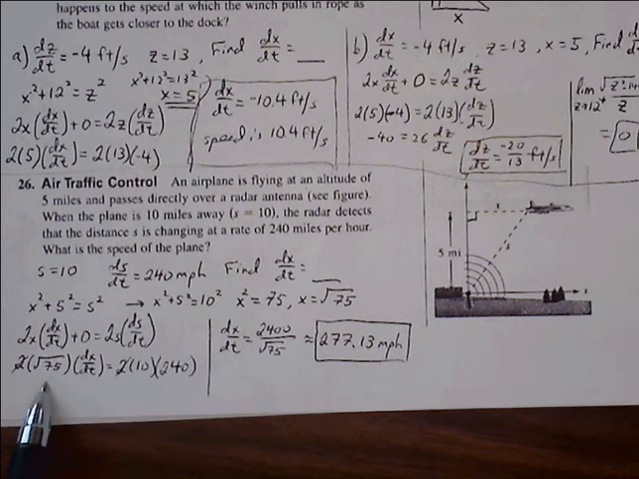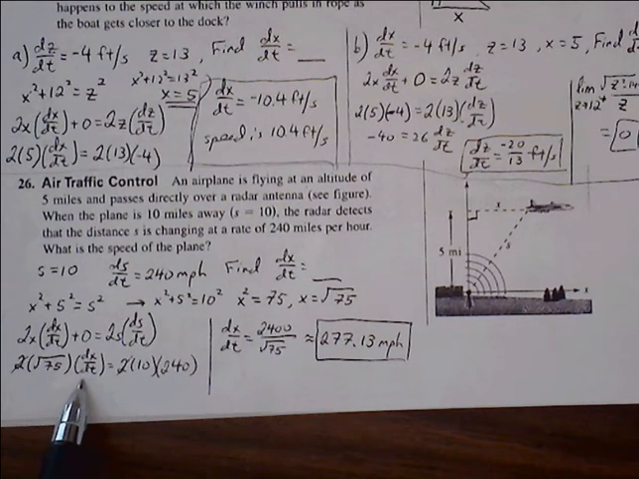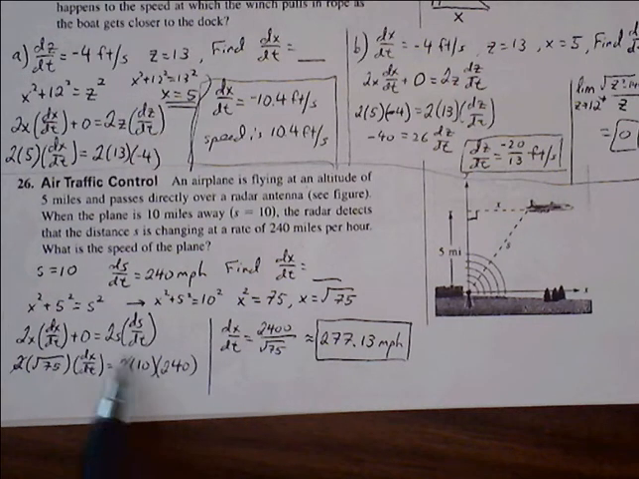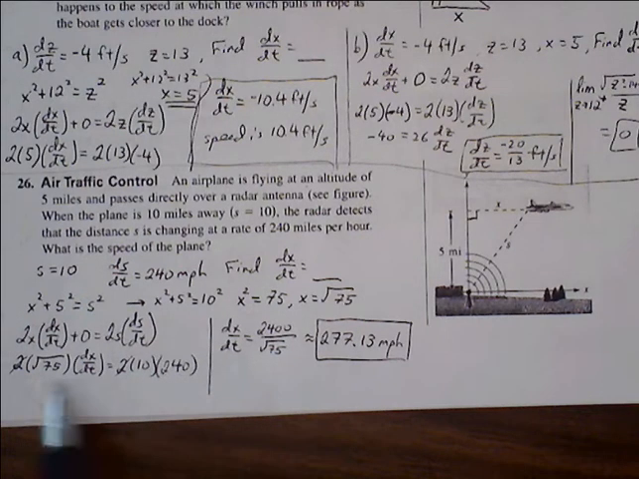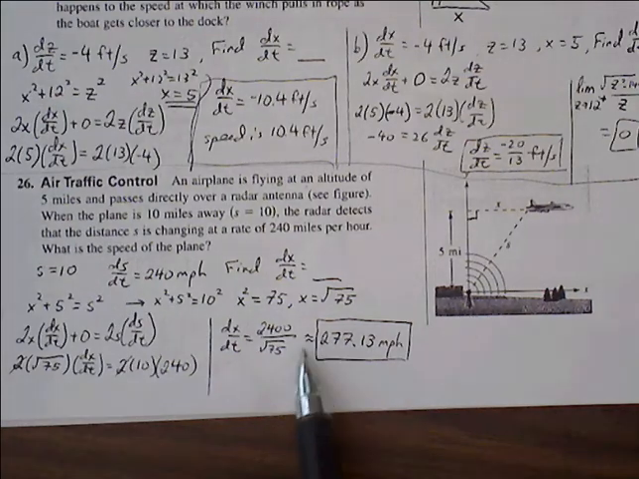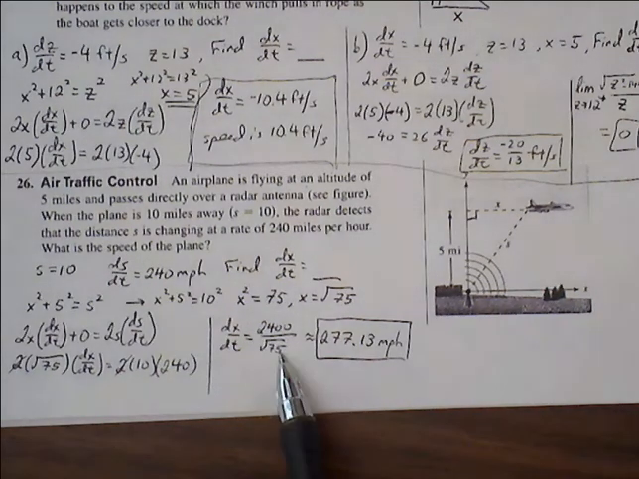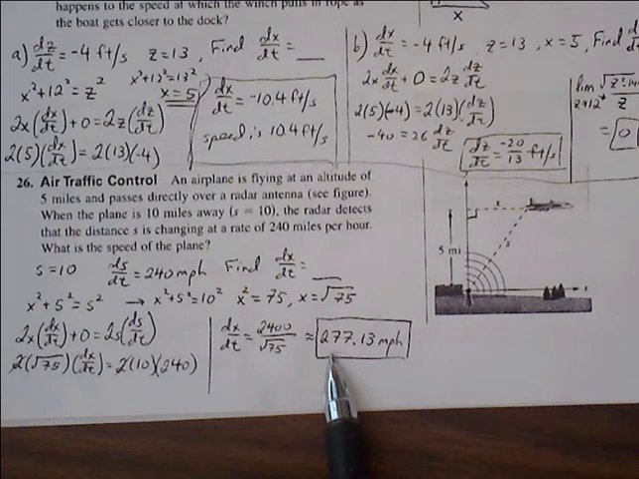We can replace x with root 75. The variable dx/dt stays. That's what we're looking for. 10 gets replaced in for s. And then ds/dt, we can replace with the rate of change, the distance from the ground to the plane, so that's 240 miles per hour. So the only missing variable is dx/dt. We can cross the 2's out, divide both sides by root 75, and we can get a decimal value or speed of 277.13 miles per hour.